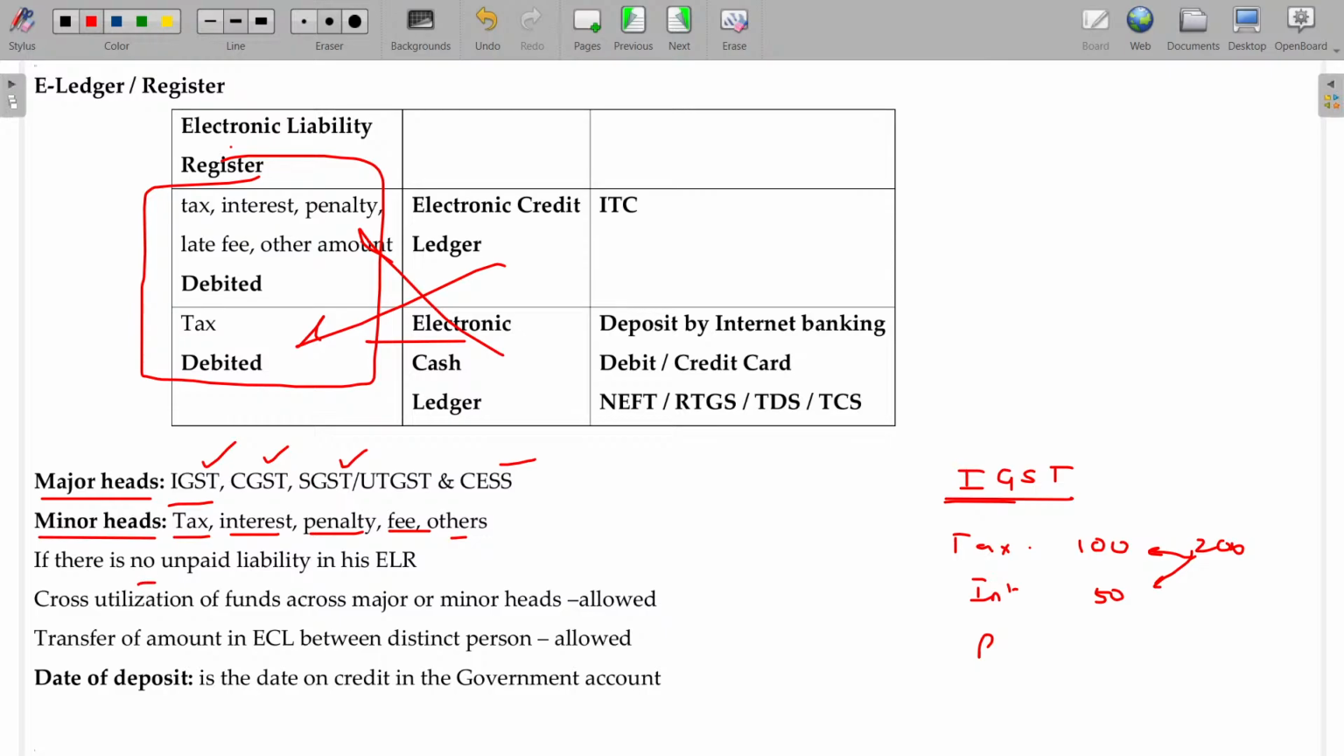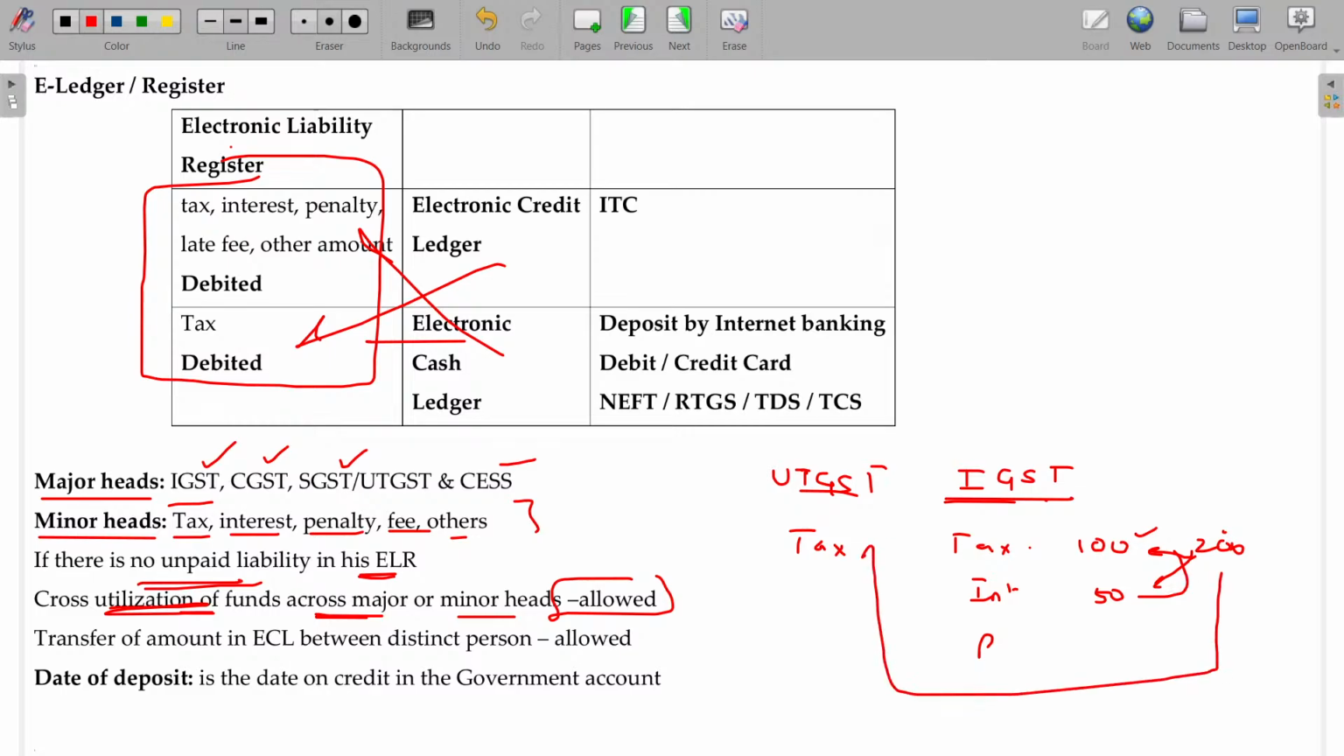If there is no unpaid liability in the electronic liability register, cross utilization of funds across major or minor heads is allowed. So under IGST, you deposited for this and it can be used here or you can retransfer it here. Similarly, in UTGST also you need to pay the tax. Can I change from here to here? Of course, that is also possible. Within the same major head, you can transfer to any minor head, or from one minor head to another minor head under a different major head. Is that clear?